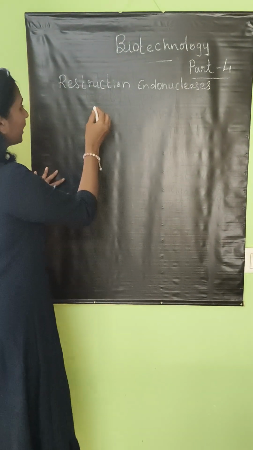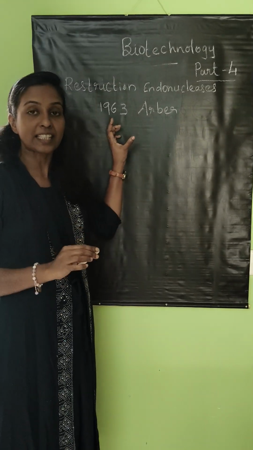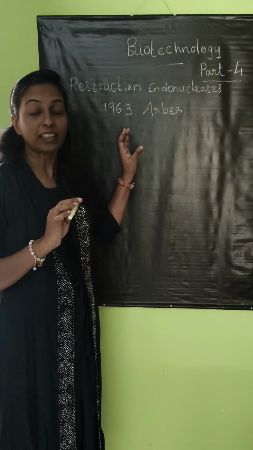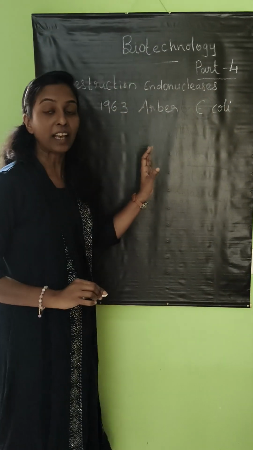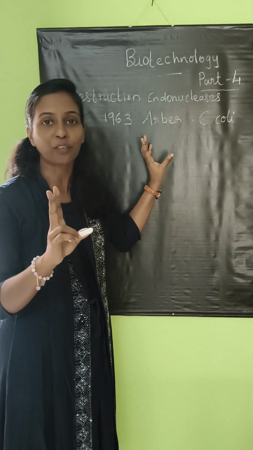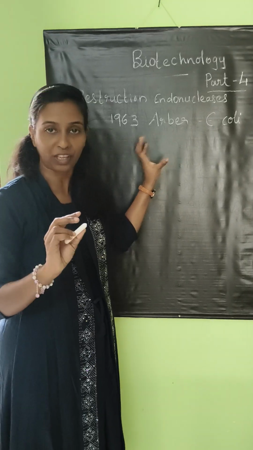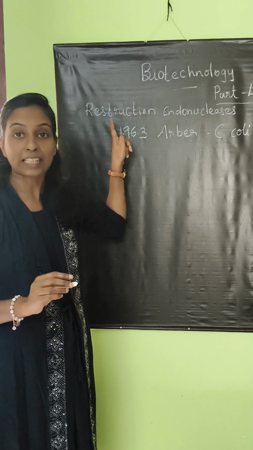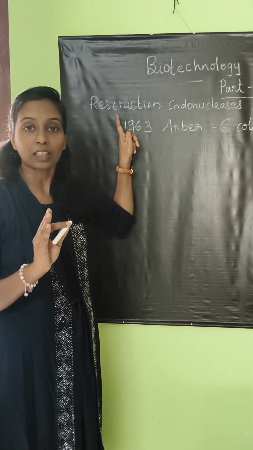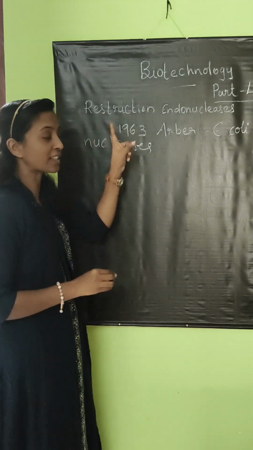At first, in the year 1963, one of the scientists, Arber, isolated the first restriction endonuclease from the bacteria called E. coli. He isolated two different types of restriction endonuclease enzyme, which are used to restrict the growth of bacteriophage. Restriction endonuclease is under the class called nucleases.